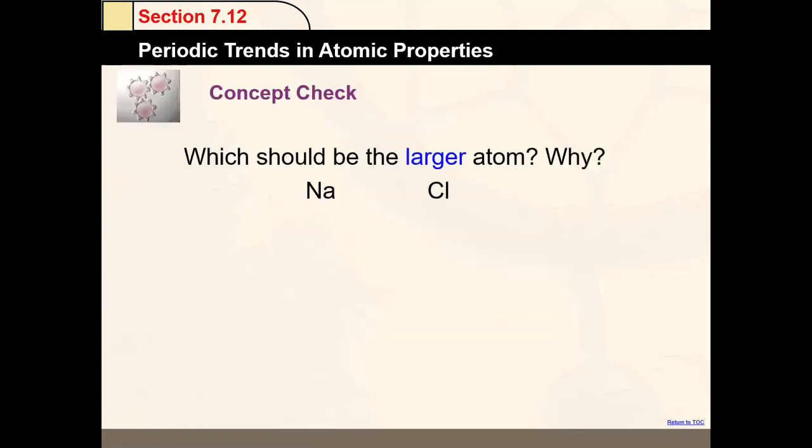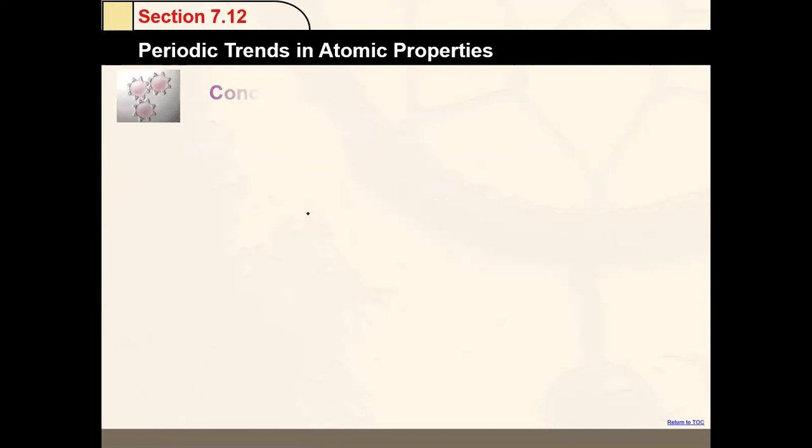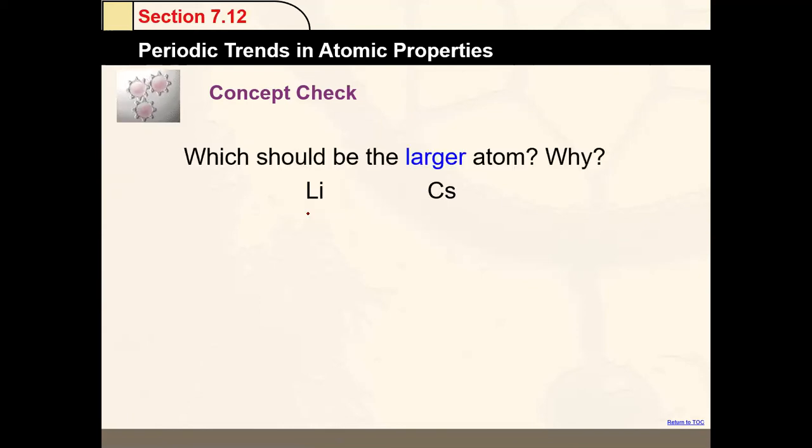Right? Concept check: which one should be the larger atom? Chlorine or sodium? They both belong to the same row, so in this case, sodium would be larger, right? Because it's all the way on the left. Okay. Which one should be the larger atom? Lithium or cesium? Cesium, definitely, right? Because it's all the way at the bottom of the periodic table.